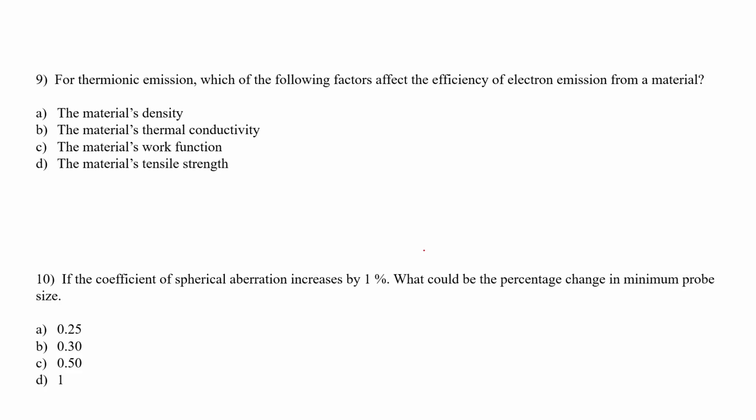Different materials, like the tungsten filament and the LaB6 filament, have different values of the work function. Depending upon the work function, energy is supplied to the material, and when the energy is higher than the work function, electrons are generated from this source, that is the gun. As a result, the answer for this question, which factors will affect the efficiency of electron emission from a material, will be the material's work function. That is option C, the correct answer.